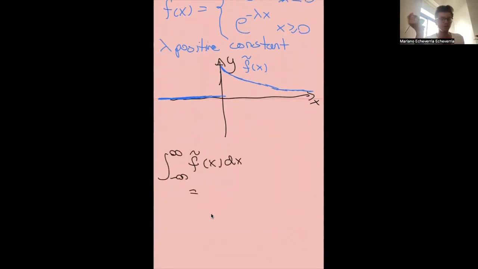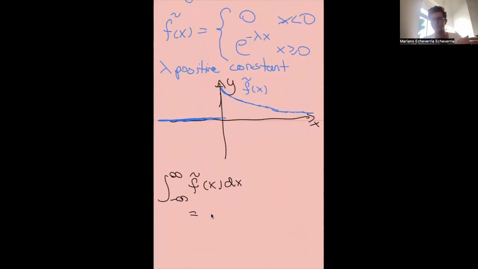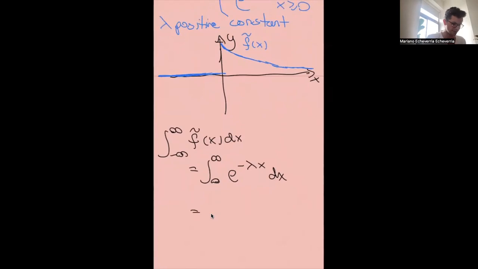Well, this no longer needs to start at negative infinity, because we made it 0 by force for negative values. So actually you can turn this into an improper integral from 0 to infinity. That's the only thing that really matters for this integral. And what's the value of this integral? Is it e to the minus lambda x over negative lambda? Is that correct?